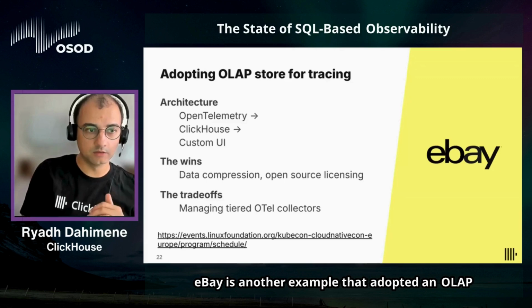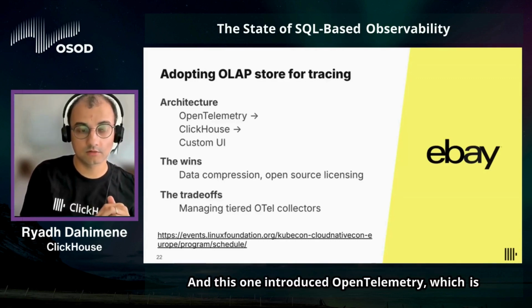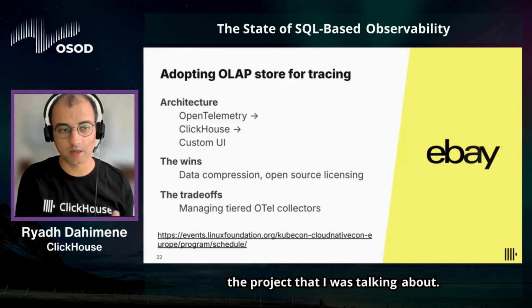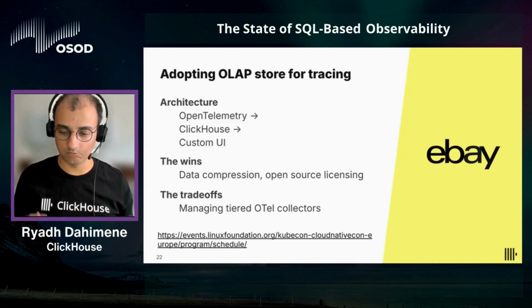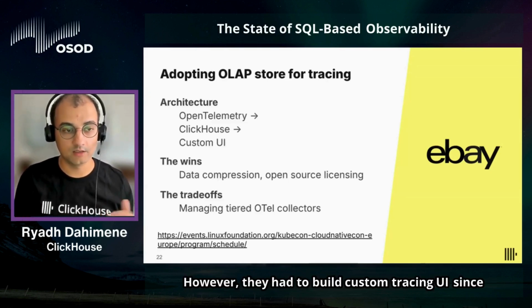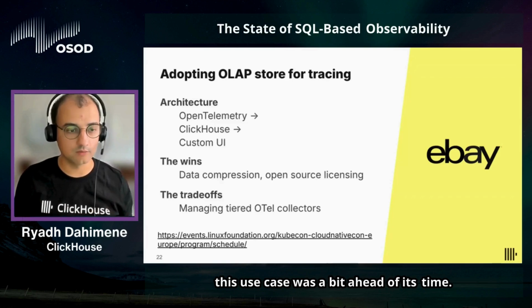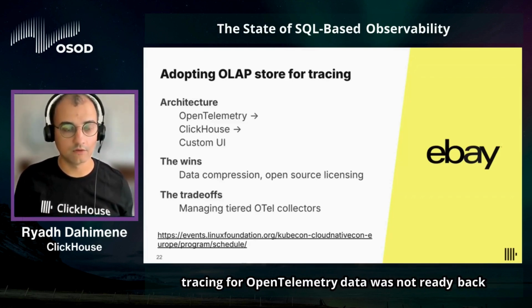eBay is another example that adopted an all app store, ClickHouse in that case, for tracing this time. And this one introduced OpenTelemetry, which is the project I was talking about. Standardizing on OpenTelemetry allows basically to use standard tools in the stack. However, they had to build a custom tracing UI since this use case was a bit ahead of its time. And I guess the Grafana plugin that now supports tracing for OpenTelemetry data was not ready back then.